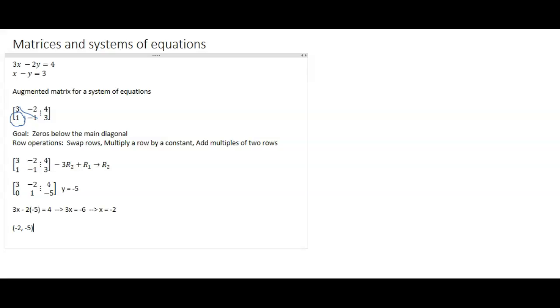Now, is that better than elimination? Probably not for a 2 by 2 system of equations. I probably would have been done with elimination 5 minutes ago. But for bigger systems of equations, say 3 equations with 3 variables, it is pretty convenient.